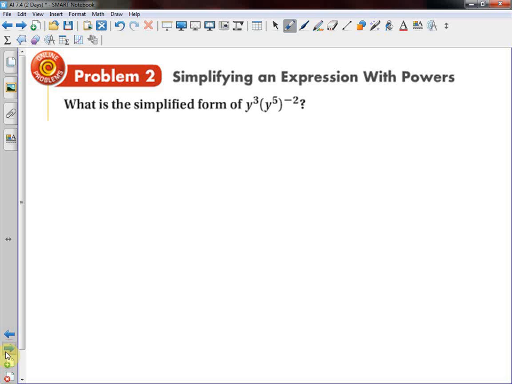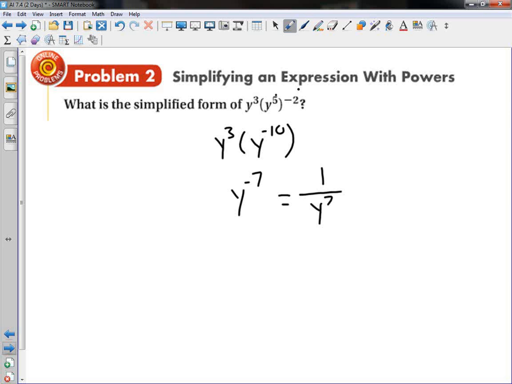All right, what's the simplified form here? Well, we have a couple things happening here. We have a power to the power, and we have a multiplication problem. So what we need to do is the power to the power first. So y to the 3rd times y, and we have 5 to the negative 2nd power, or negative 10. Now, since this is just regular multiplication, I'm going to add, which is going to be y to the negative 7th. And we know that y to the negative 7th is the same thing as 1 over y to the positive 7th. Okay?